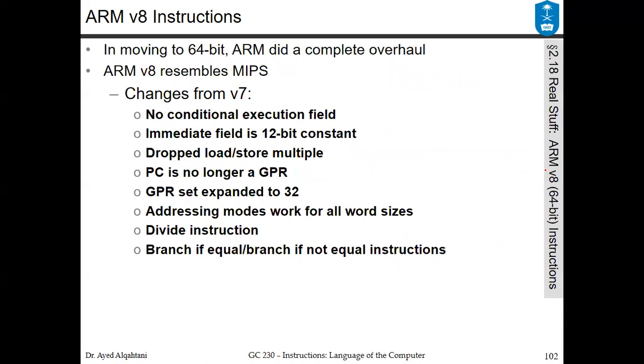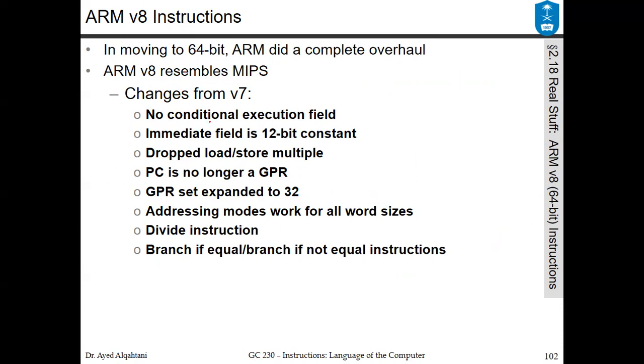Now, this is the ARM version 8, which is the 64 bits. And at the time when your textbook was published, this was the state of the art. So the ARM V8 instruction, you move to 64 bits, and you can see that the ARM V8 resembles MIPS in many ways. The changes from the old version V7, there are many things that changed. Some of them you might be aware of. Some of them maybe you need more knowledge to understand what they mean.